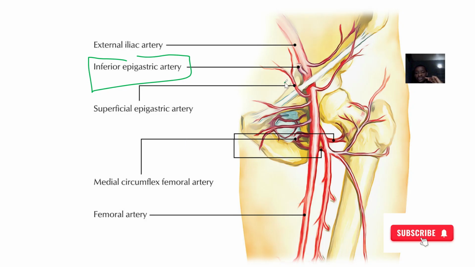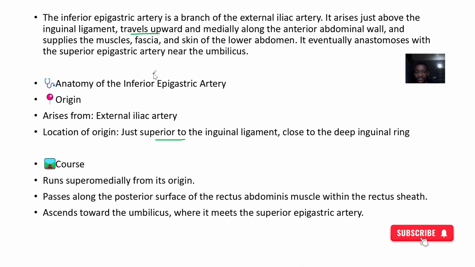Okay, so just after the inguinal ligament, you have the same external iliac becoming the inferior epigastric. So that's just how arteries of the body are. You understand? The same artery, but because it is found in different places, it carries different names.